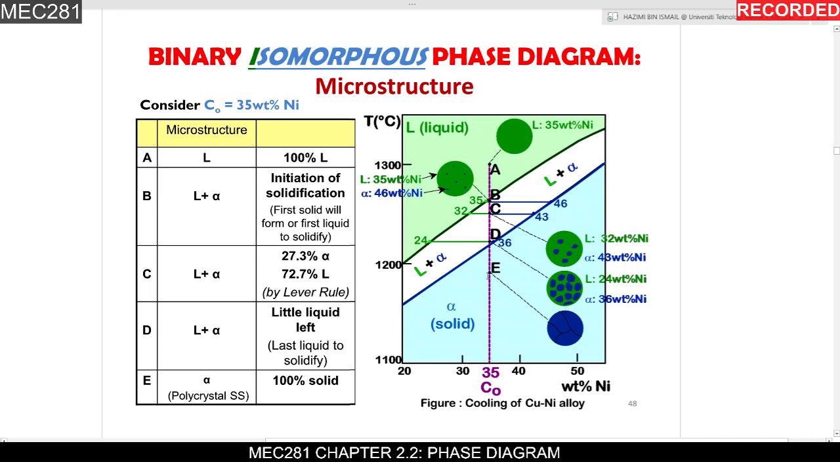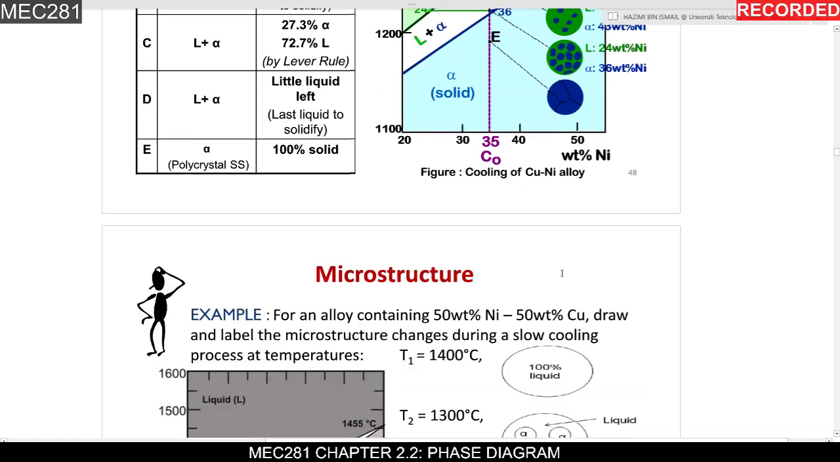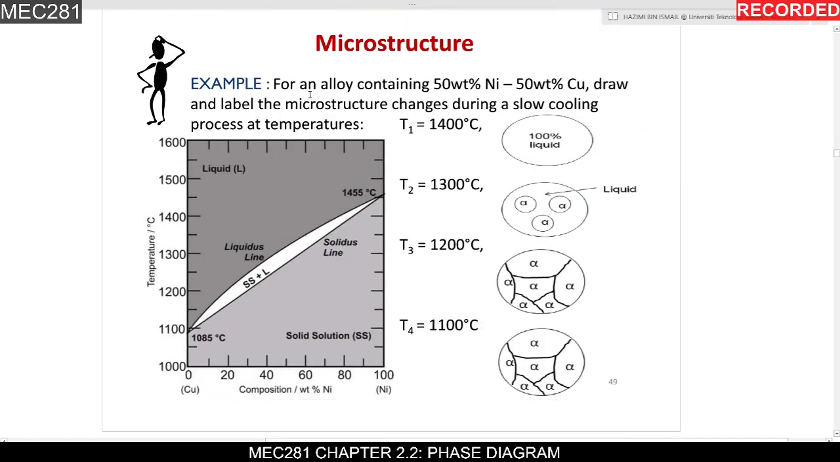Okay, so finally it is completely in the alpha region, alpha solid phase. So that one we have no more liquid left. So 100% in the crystal structure here. Yang crystal structure ni adalah solid. So this one is the 100% solid. Okay, itulah. So example macam ni kita tengok.